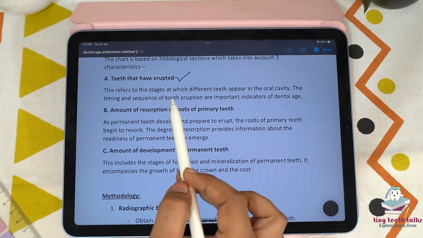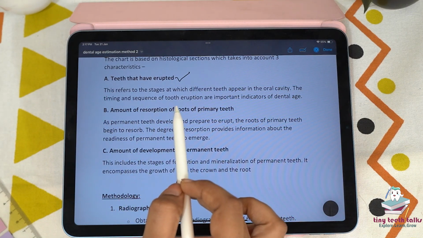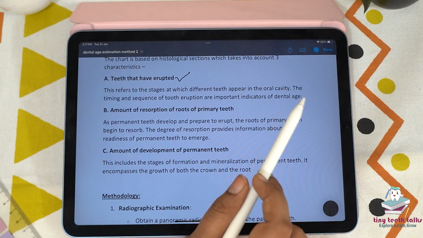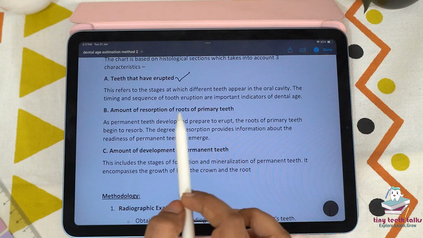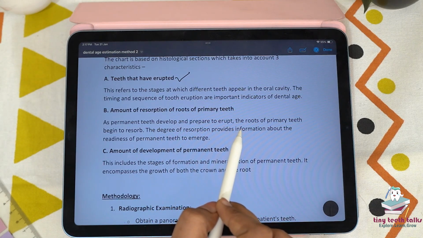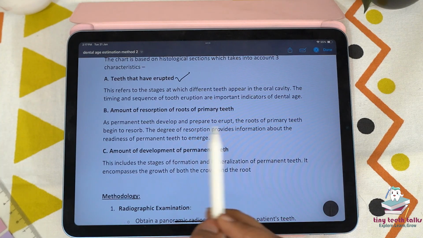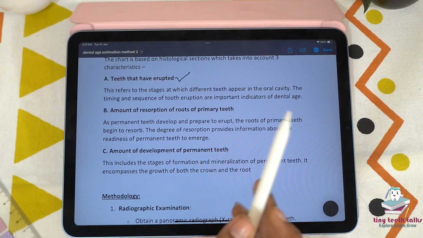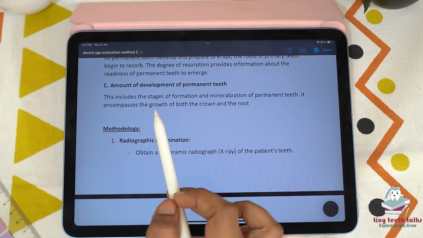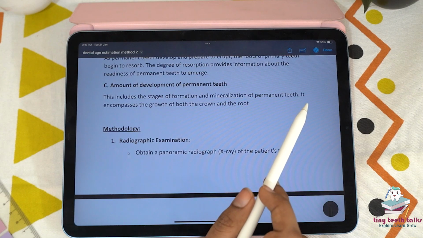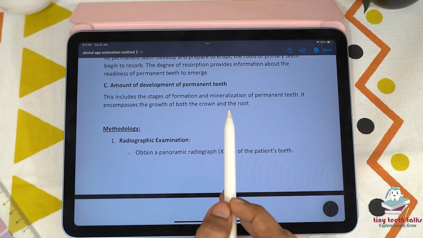First, teeth that have erupted. This refers to the stages at which different teeth appear in the oral cavity. The timing and the sequence of tooth eruption are important indicators of dental age. The second is the amount of resorption of roots of primary teeth. As permanent teeth develop and prepare to erupt, the roots of the primary teeth begin to resorb. The degree of resorption provides information about the readiness of permanent teeth to emerge. And the third is the amount of development of permanent teeth. These include the stages of formation and mineralization of permanent teeth. It encompasses the growth of both the crown and the root.